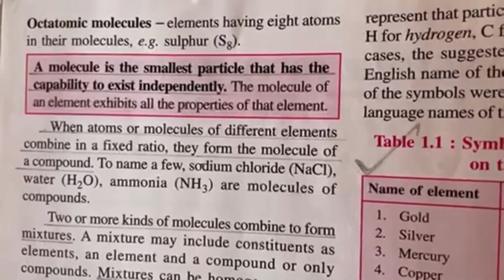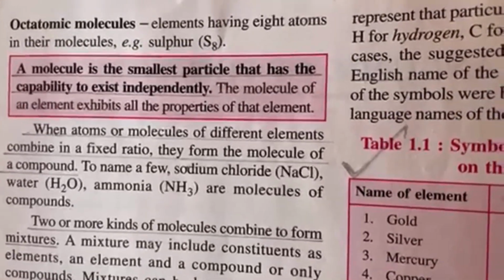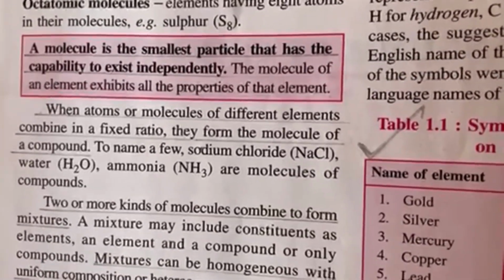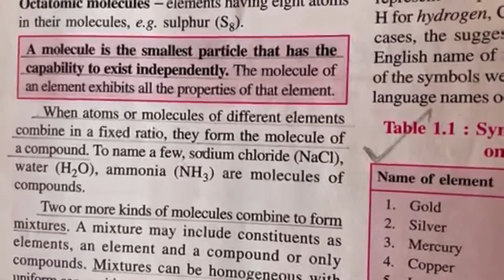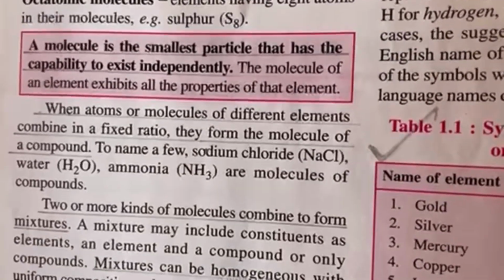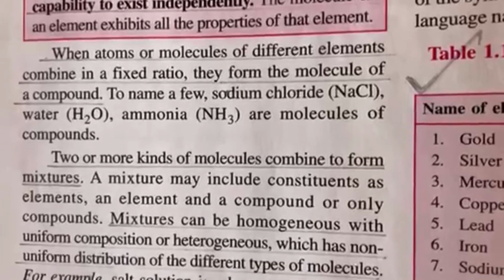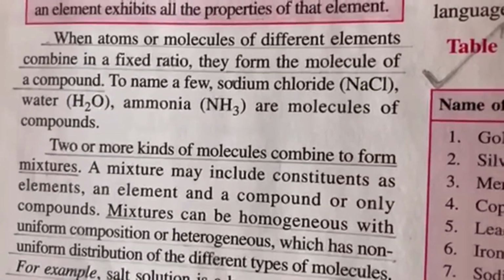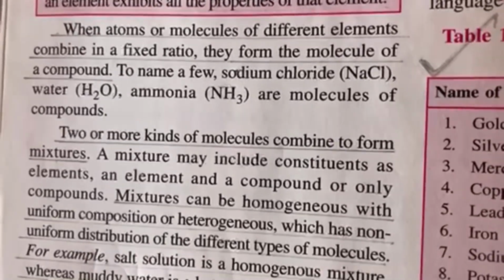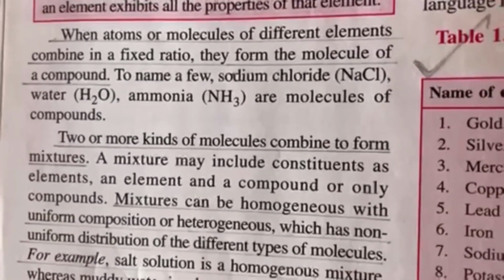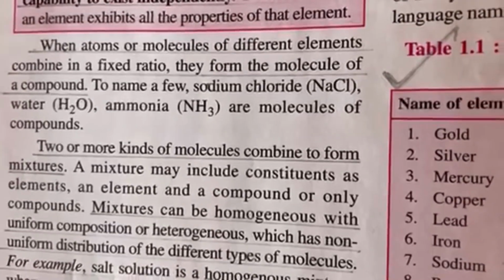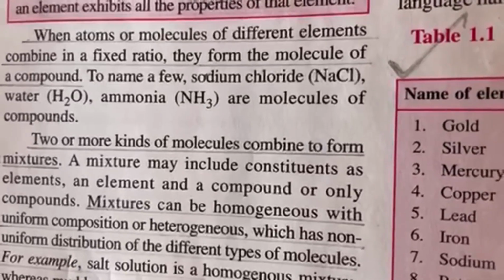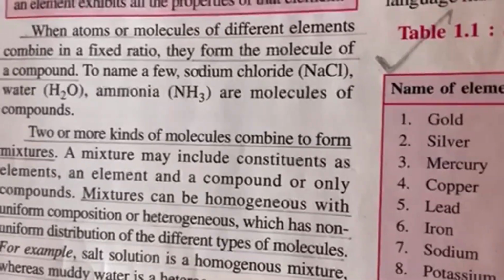So when we talk about a molecule, it is the smallest particle that has the capability to exist independently. That is your definition for a molecule. So the molecule of an element exhibits all the properties of that element. Now when atoms of different elements combine, remember in the beginning I talked about carbon dioxide, CO2. Atoms of different elements come together and combine in a fixed ratio. Fixed ratio means 1 atom of carbon and 2 atoms of oxygen, not more than that.